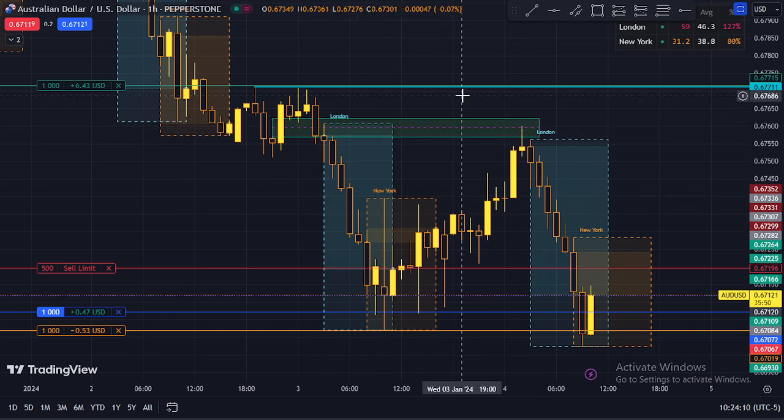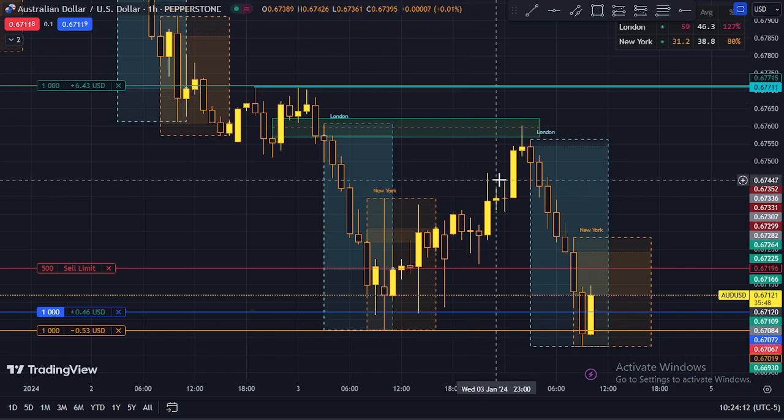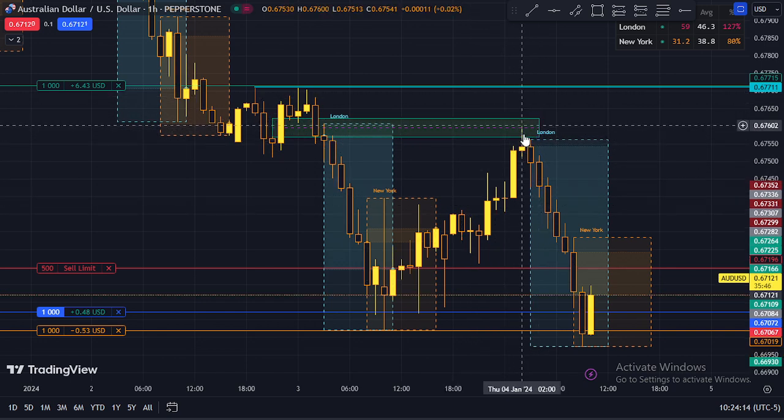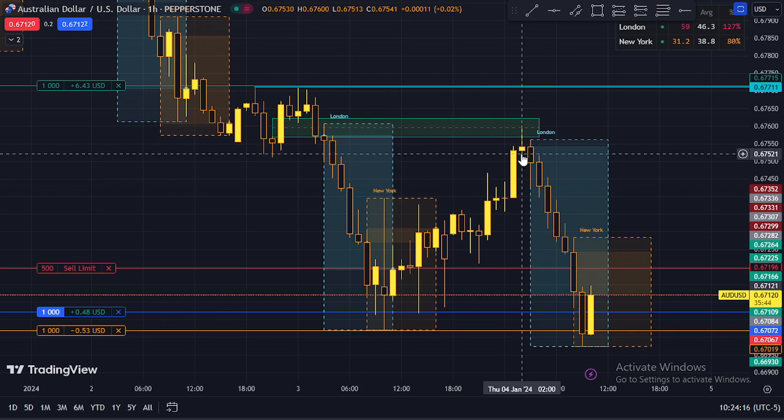Then we can see if time aligns with that. And as you can see, this was exactly at 2. So this is optimal for the ICT London Open kill zone.